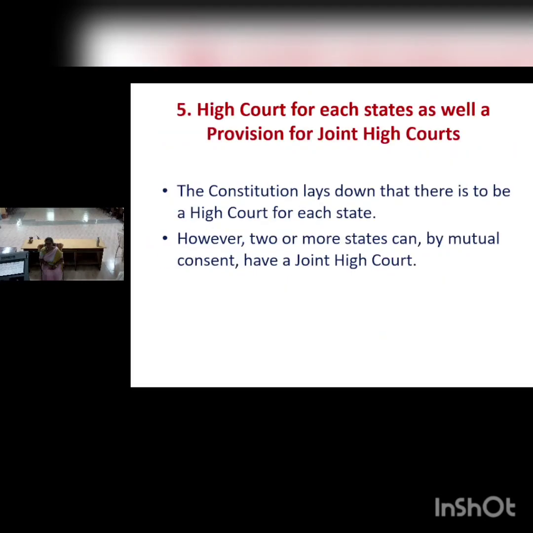And the fifth feature of the Indian judicial system is high courts for each state as well as a provision for joint courts. The Constitution lays down that there is to be a high court for each state. However, two or more states can by mutual consent have a common high court.